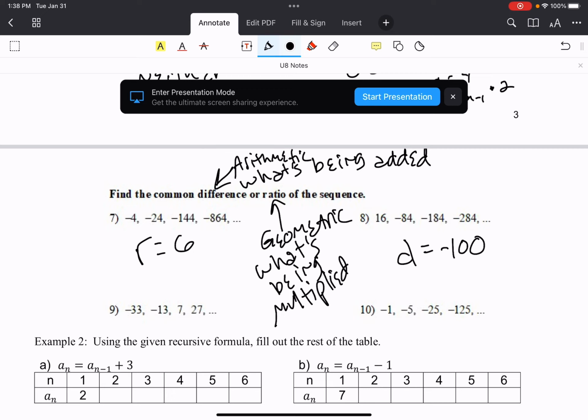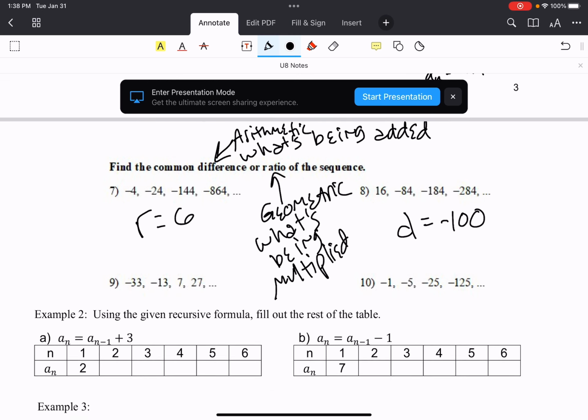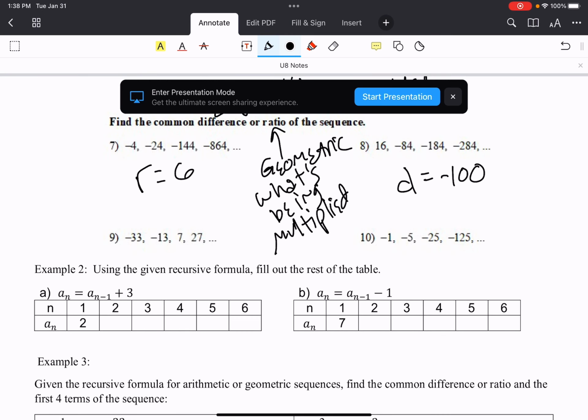Does it have a common difference, a common ratio, or neither? It has a common difference. Add 20. You guys are doing good, but some of you are struggling with your negatives a little. That's all right. What about 10?